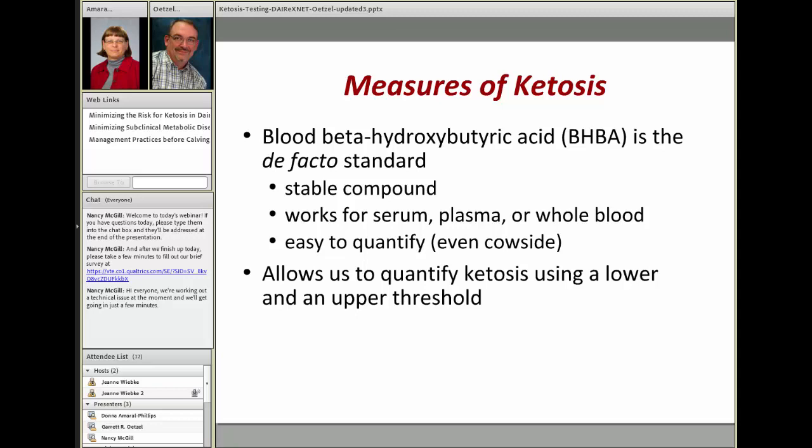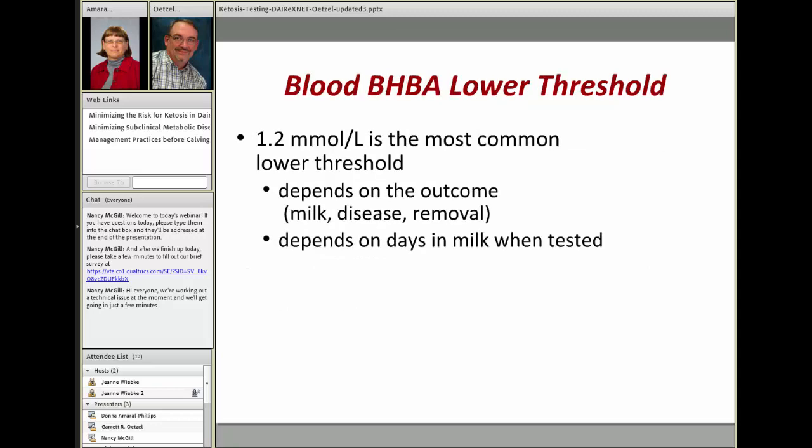So now we have a disease that we can characterize with numbers, because we can measure BHBA, and we can quantify this with a lower threshold where it starts, and even an upper threshold where it crosses into a more severe, what we might call a clinical ketosis. So we hit on that lower threshold first. The units are usually millimoles per liter, and 1.2 is the threshold we most commonly use.